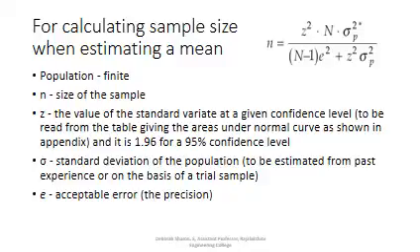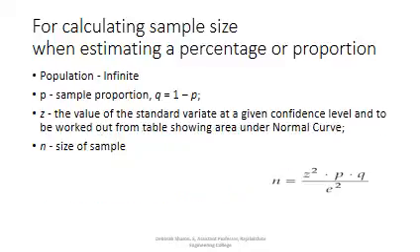Small n, that is sample size, equal to z square into population size into standard deviation of population square divided by population size minus 1 into e square, that is error square, plus z square into population standard deviation square. Okay, this is what you use when you are calculating sample size when estimating a mean for a population which is finite.